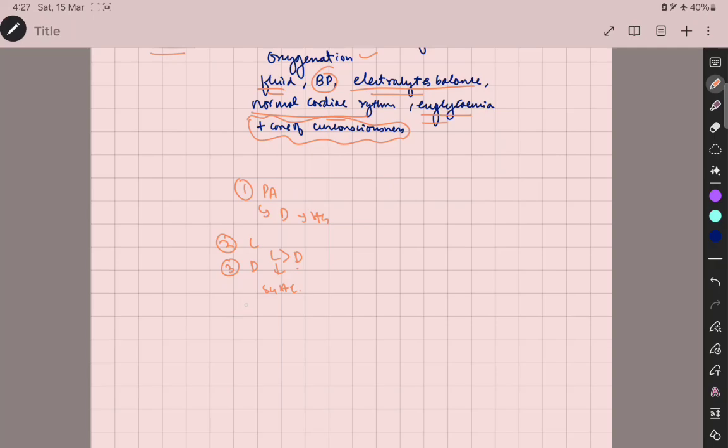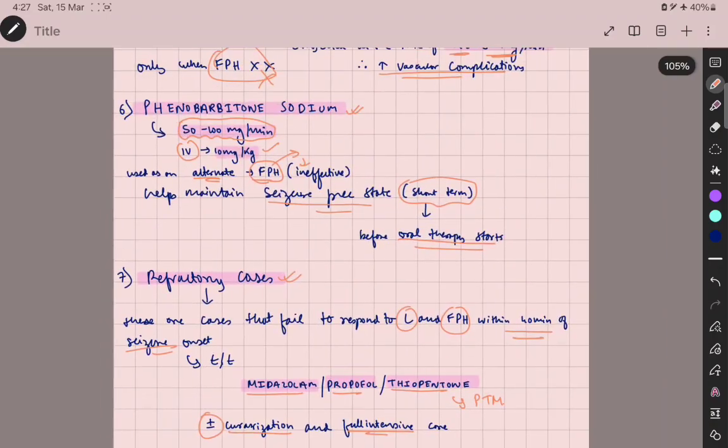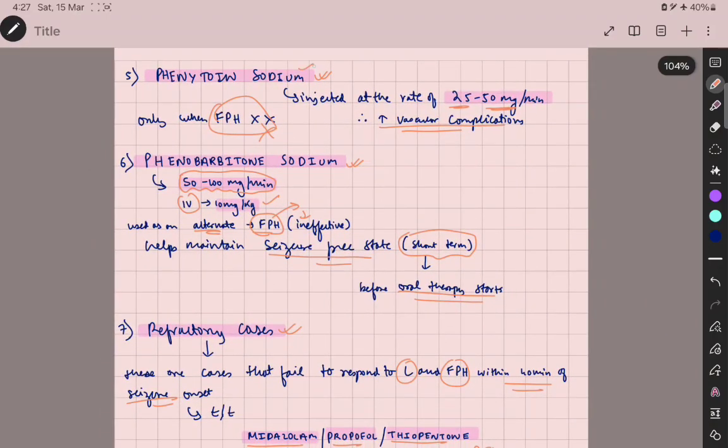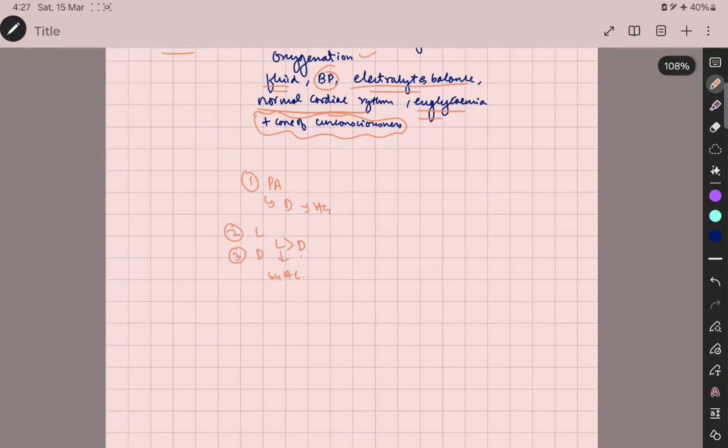Then we give fosphenytoin. It is given even if the patient is reactive or not reactive to lorazepam; it is a must in status epilepticus treatment. If fosphenytoin is not available, then we administer phenytoin sodium and phenobarbital sodium. And if the patient is not reactive to any of these drugs, then we give them the three drugs that I mentioned earlier, which are propofol, thiopentone, and midazolam.